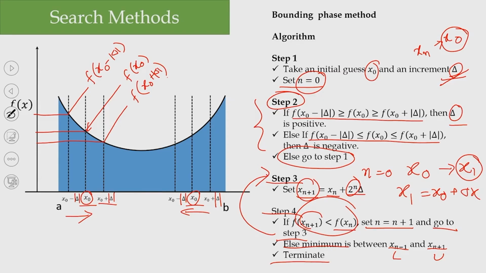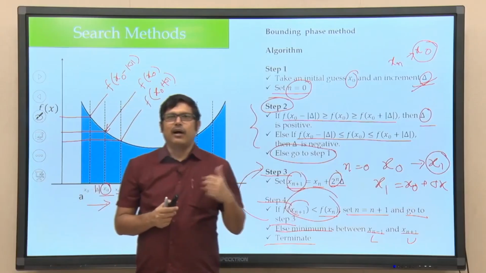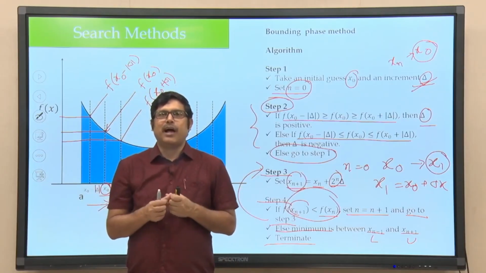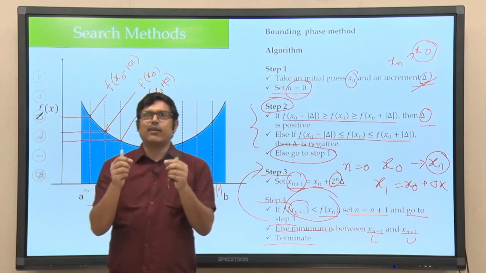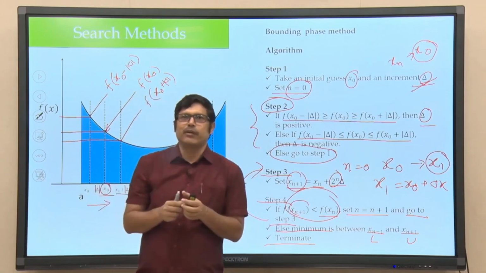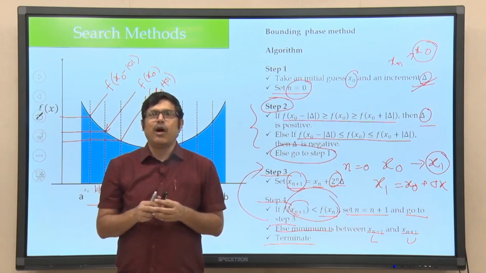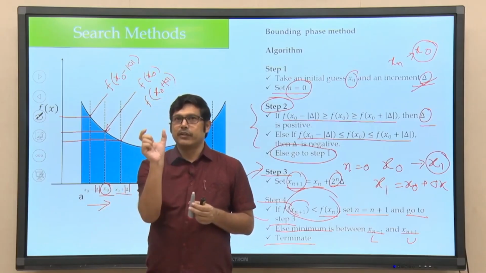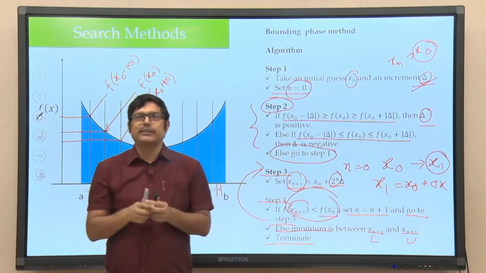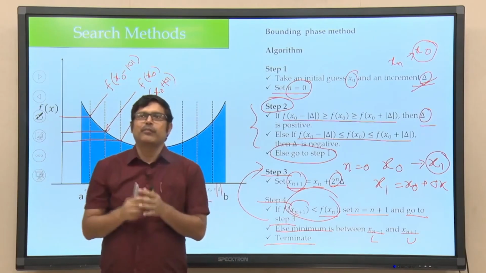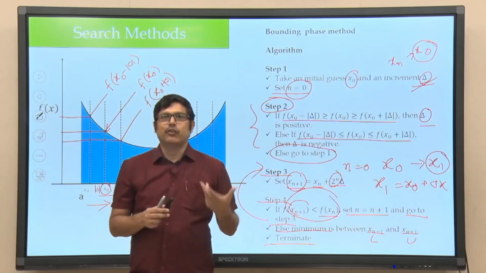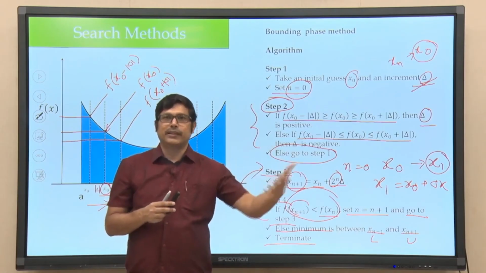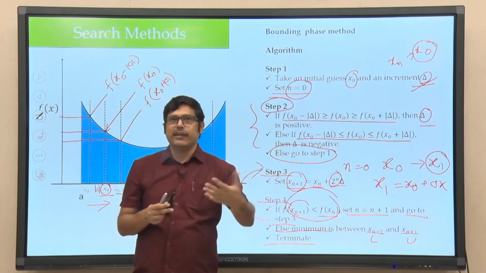So, the basic idea of these two algorithms is to bracket the optima. That means I do not want to find the exact optimal solution of this particular problem. What I want to do is bracket the optima, so that the optima is in a narrowed region, between the lower bound and upper bound, so that I can apply a sophisticated algorithm, which we will discuss later on.